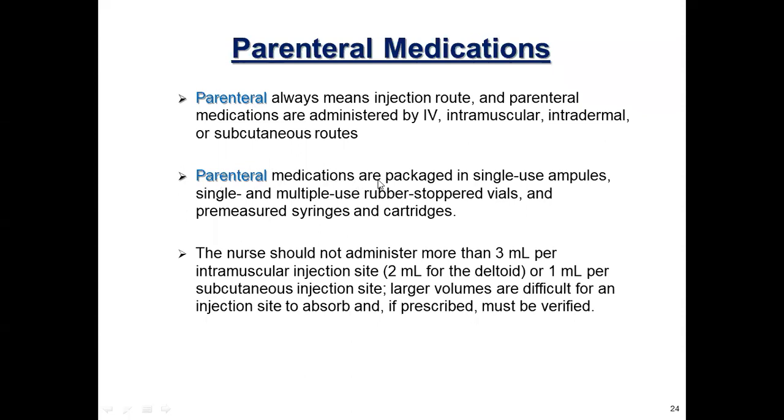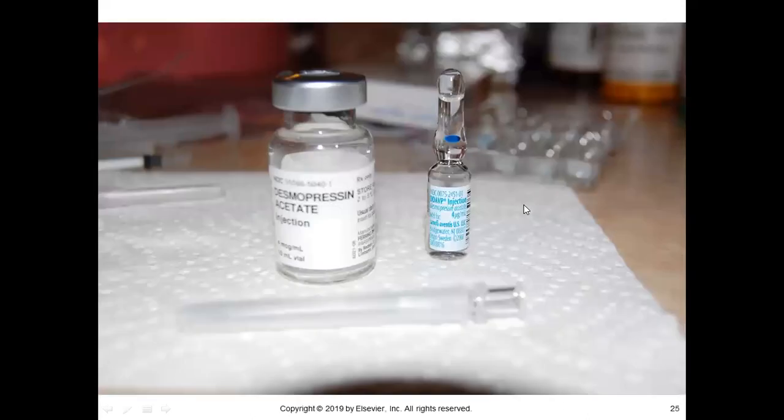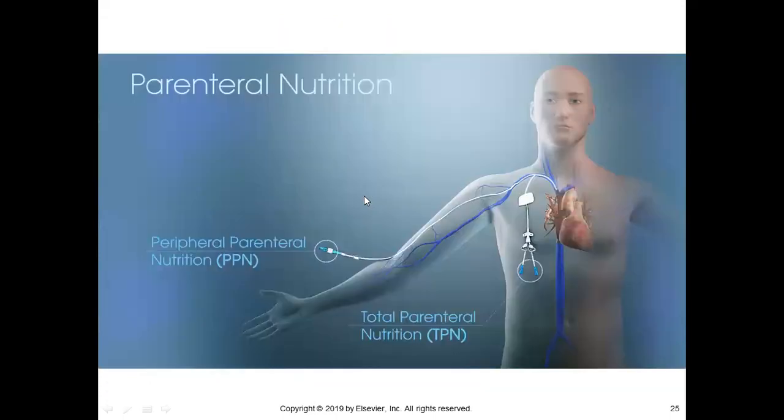Parenteral medications are packaged in a single-use ampoule or single or multiple use rubber vial. You can see in the pictures, this is a vial, right? And this is the ampoule. Usually an ampoule we can use a single time. A vial we can use multiple times. It depends.